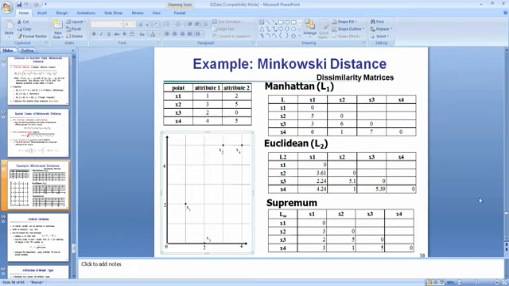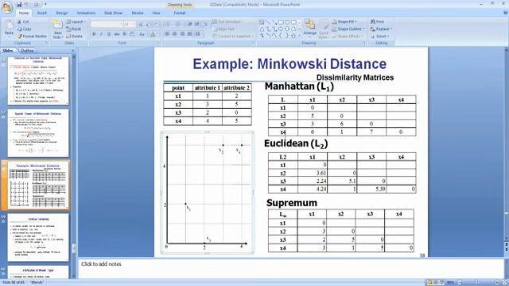So we will see the three distances over here, the dissimilarity matrices. By using the Manhattan formula, which is also represented by L1, you can see the distance between x1 and x1 is 0. There is no distance between the point and itself for x1, x2, x3, x4. The distance between x2 and x1 is 5. Distance between x2 and x2 is 0. The same holds for the other points using the Manhattan distance formula.